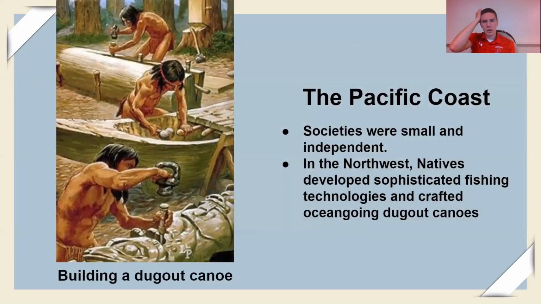For the Pacific Coast, also very different from the Great Plains. In these cases, we don't have very much migration. Societies are more permanent, but they're not like the Northeast, where they're larger and have confederacies. They're very small, more independent. They don't really work together, but they do have a lot of fishing, which is enabling them to stay in one spot for a long period of time.